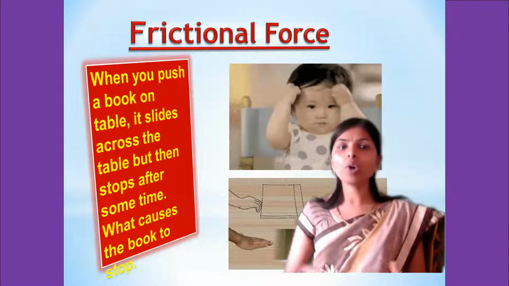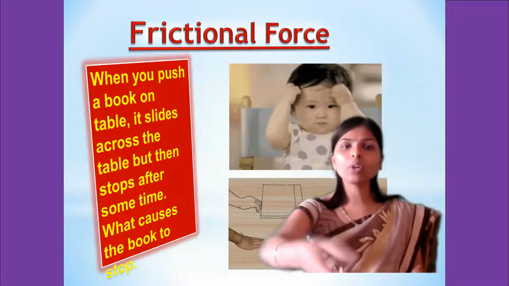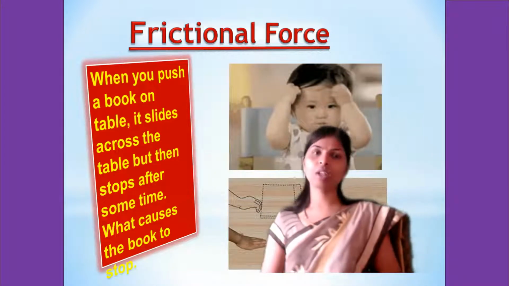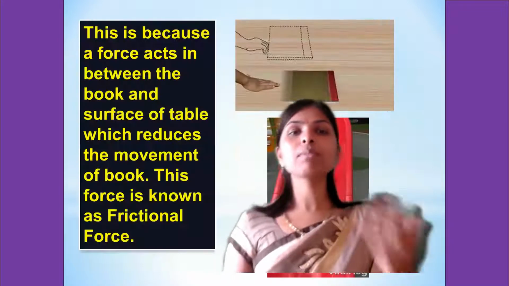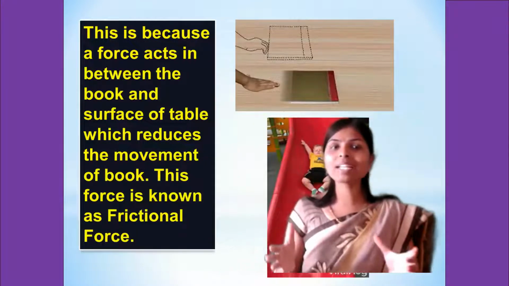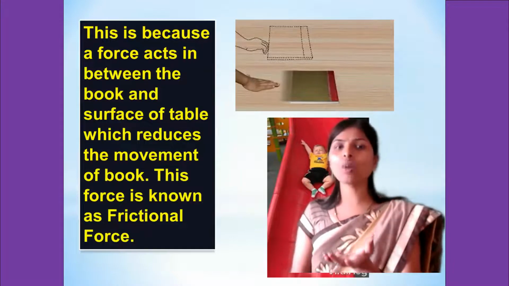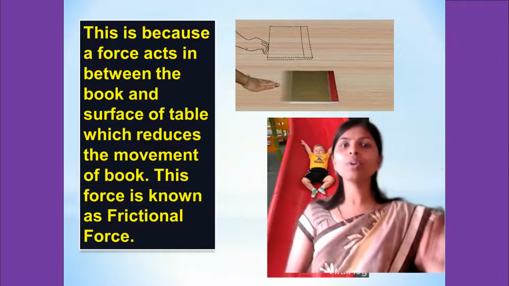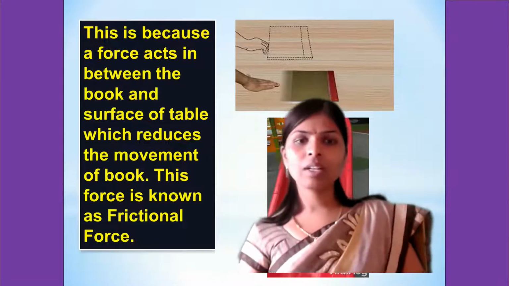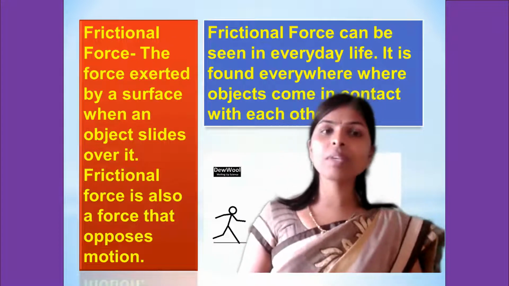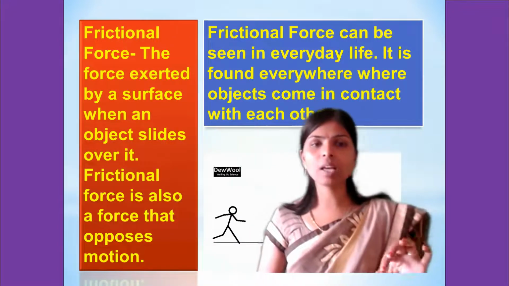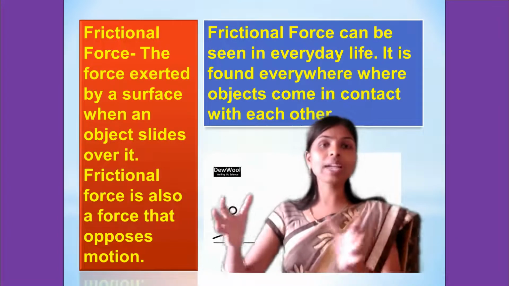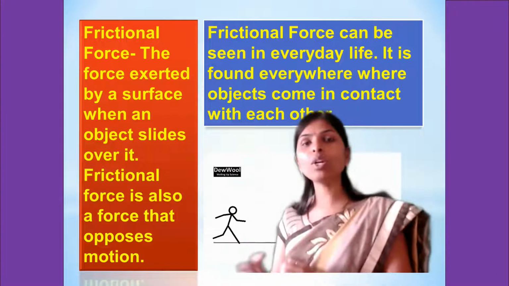When you push a book on a table, it slides across the table but then stops after some time. Why is it? Because of frictional force. Let us see what is meant by frictional force. The force acts in between the book and the surface of the table, which reduces the movement of the book. This force is known as frictional force. Frictional force means the force exerted by a surface when an object slides over it. Frictional force is also a force that opposes motion, that opposes a moving object.